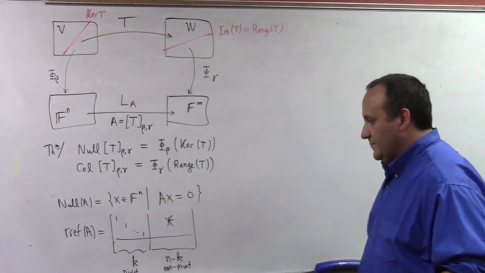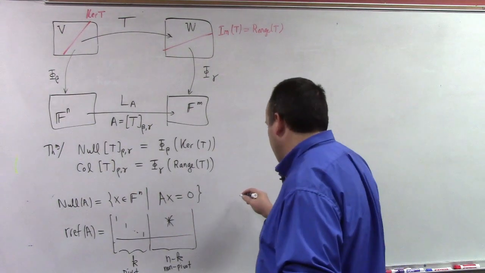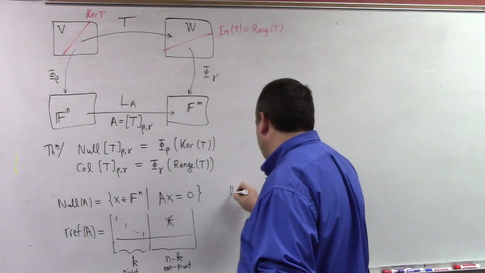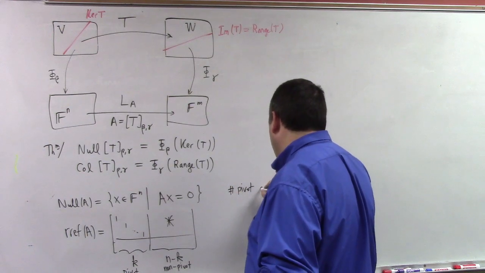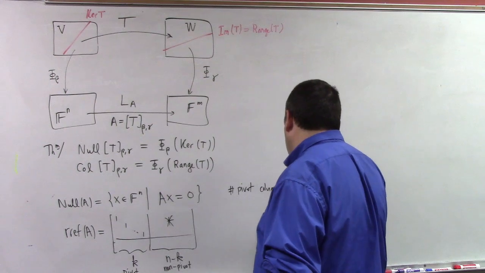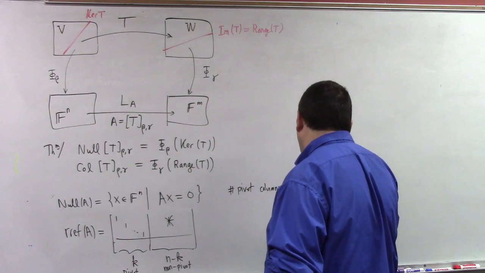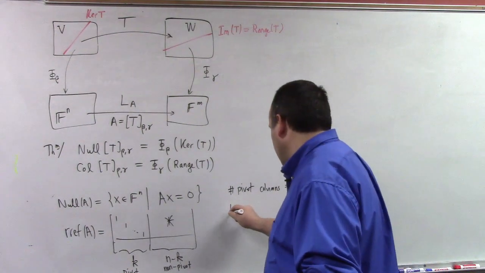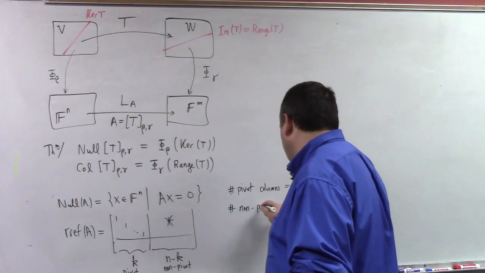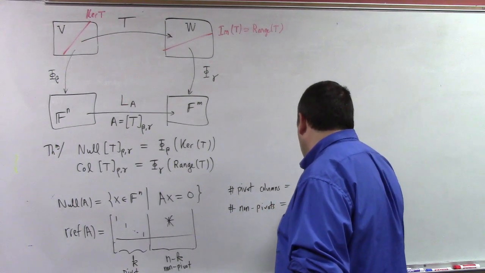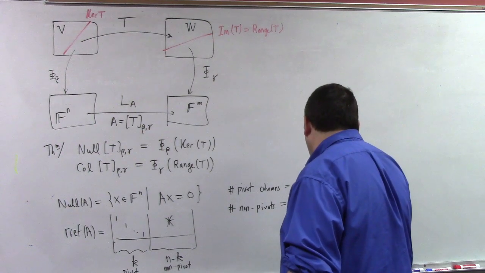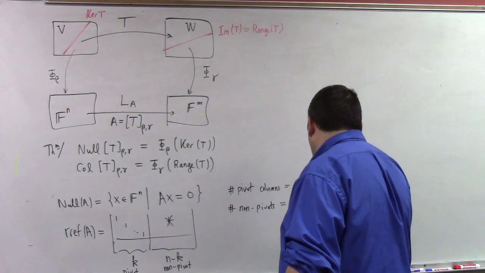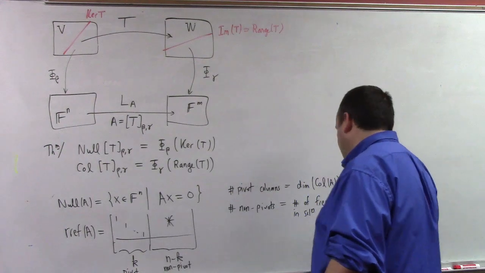Great. But there's a sort of more silly thing that you can just point out, which is that the number of pivots is equal to the dimension of the column space of A, right? And the number of non-pivots is equal to the number of free parameters in the solution of Ax equals 0, right?